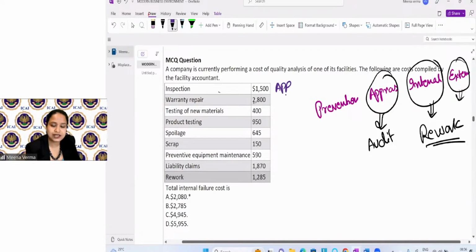Okay. Warranty, if you will see, is external failure cost. Testing of new material, this is again related to your appraisal cost. Product testing is your testing. Testing and inspection are all appraisal cost, right? So yes, one more doubt.